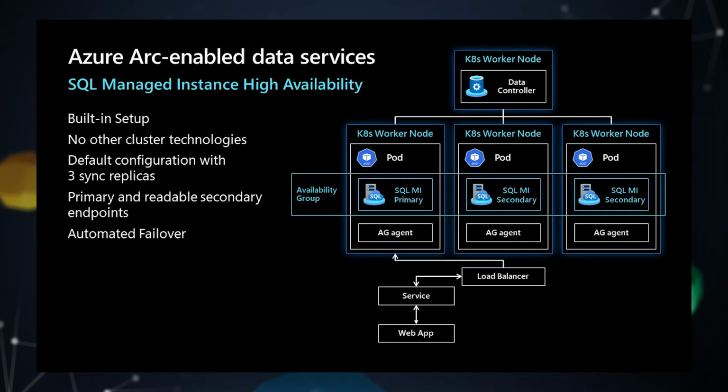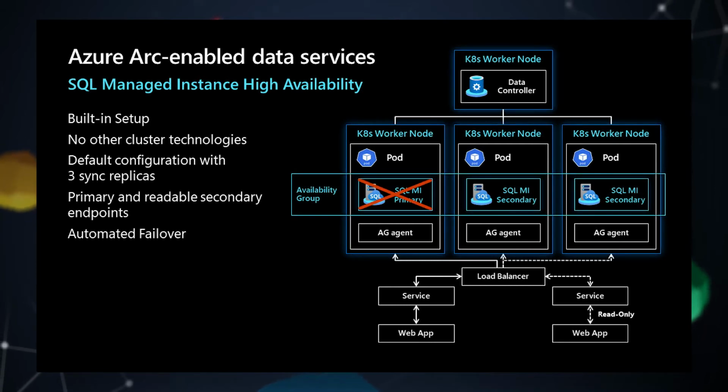With the business critical service tier, the high availability feature of Azure Arc-enabled SQL Managed Instance allows you to deploy 3 replicas or 3 copies of your SQL instance for increased availability. In the event of a node or a pod failure, the HA orchestrator pod will promote a secondary replica to become the new primary and automatically redirect your application connections to this new primary. This will enable your applications to continue working without any manual intervention.